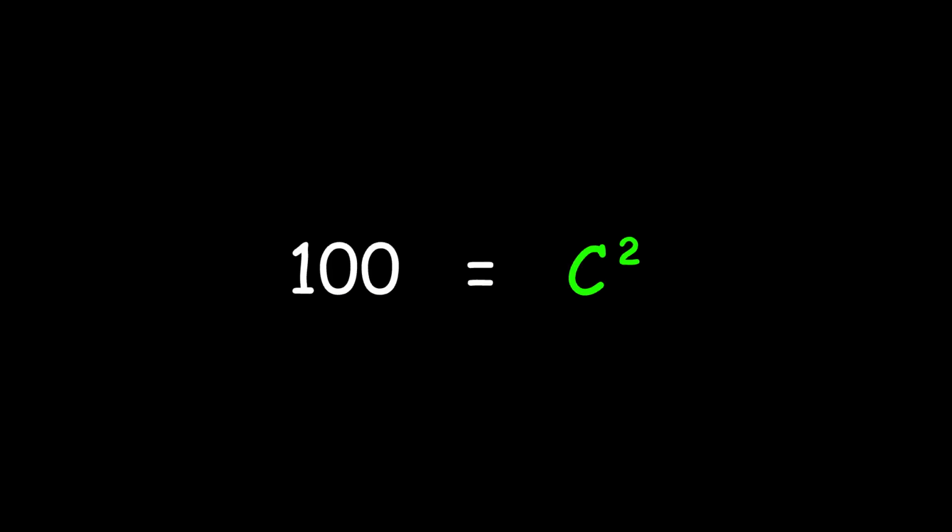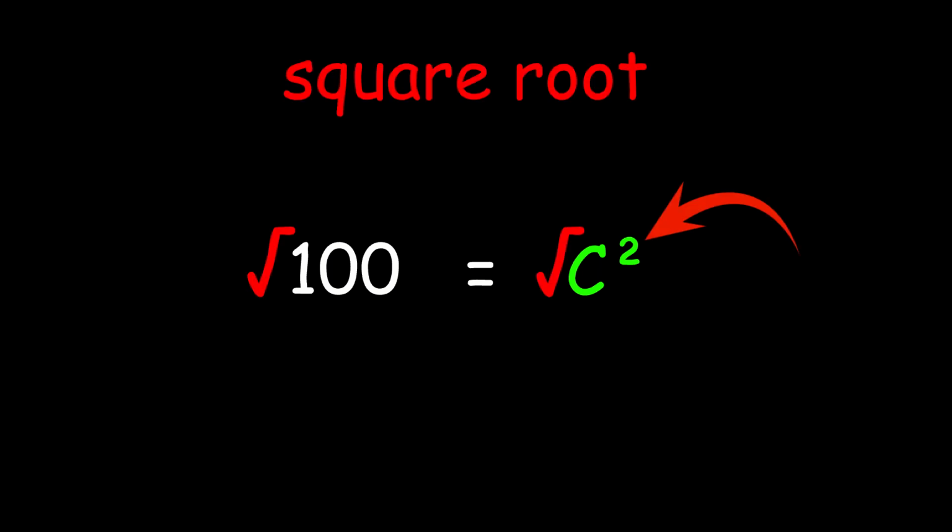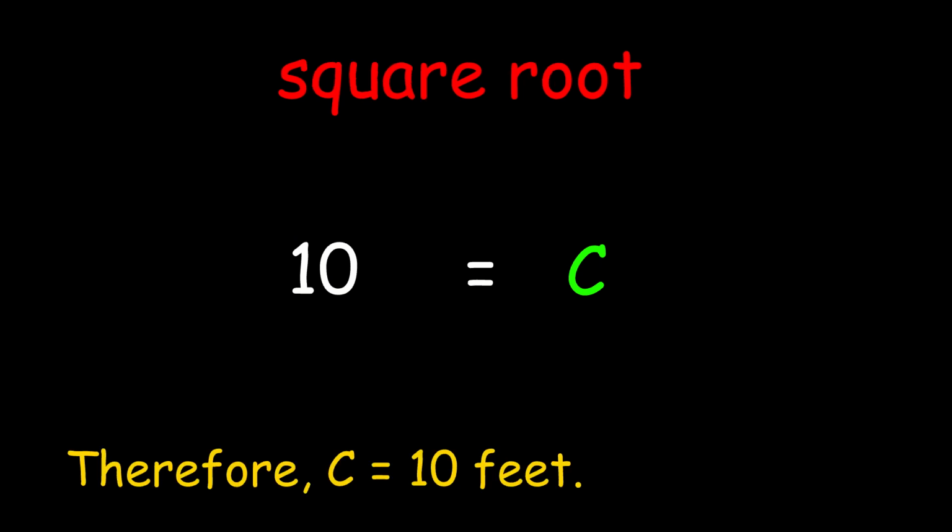Now, we are not done yet. 100 is c squared, not c. So, to find c, we square root both sides to get rid of the squared sign. So square root of 100 is 10. Therefore, c equals 10 feet. Easy, right? But here's the thing.